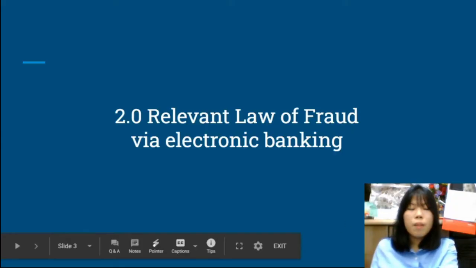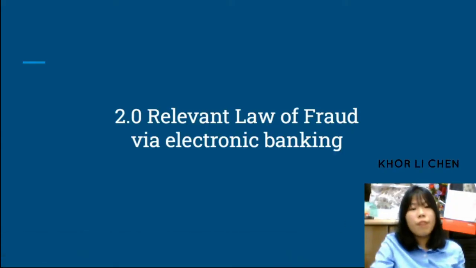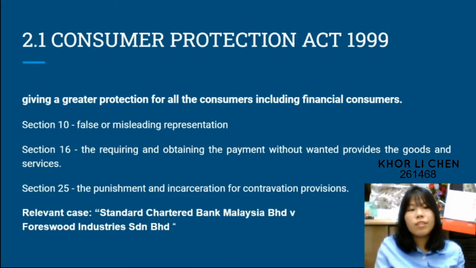Now I would like to talk about the relevant laws of fraud by electronic banking. The first act I would like to talk about is the Consumer Protection Act 1999. It gives greater protection for all consumers, including financial consumers. Section 10 talks about false or misleading representation, which means that all individuals must give true information about the goods and services. Section 16 talks about requiring and obtaining payment without intending to provide the goods and services. Section 25 talks about the punishment and incarceration of those who breach the law.